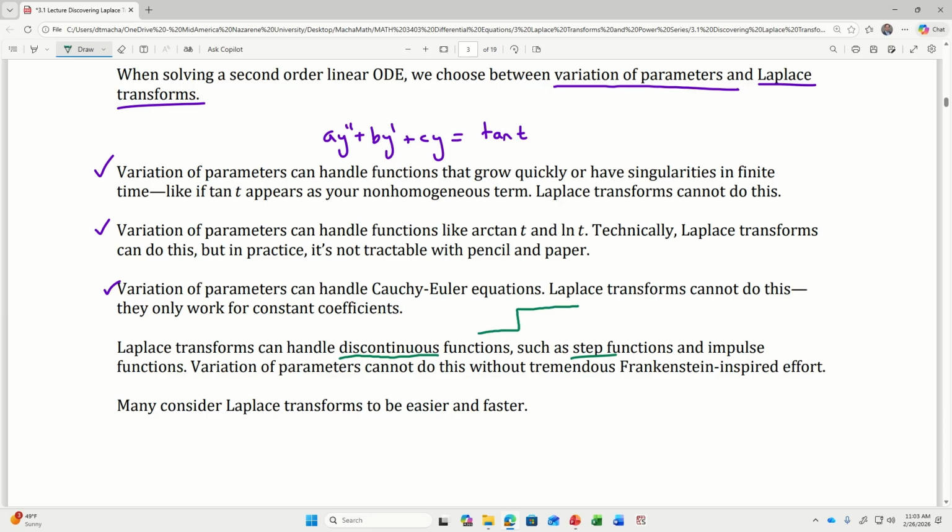And we'll talk about an impulse function later, but an impulse function is one where it's 0 everywhere except for one particular value in time. And then during that instant, it applies an impulse to your system.